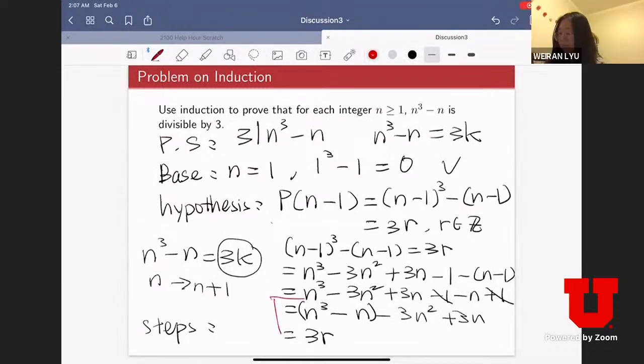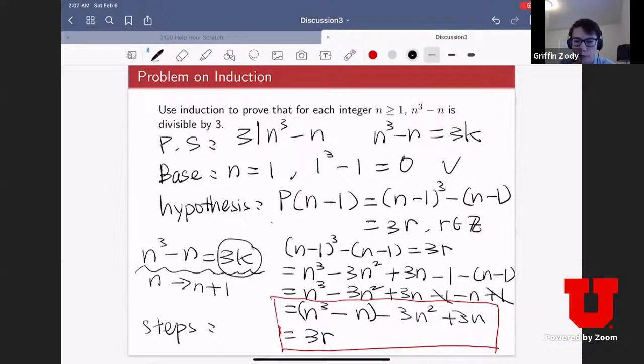What do you see in these two steps? That I can actually show that this is true. Can we move negative 3n squared plus 3n to the other side? That would be saying that n cubed minus n is equal to that, and then factor out the 3 on that side. Then that's equal to 3 times n squared plus n. So it's 3 times something, which means it's divisible by 3.